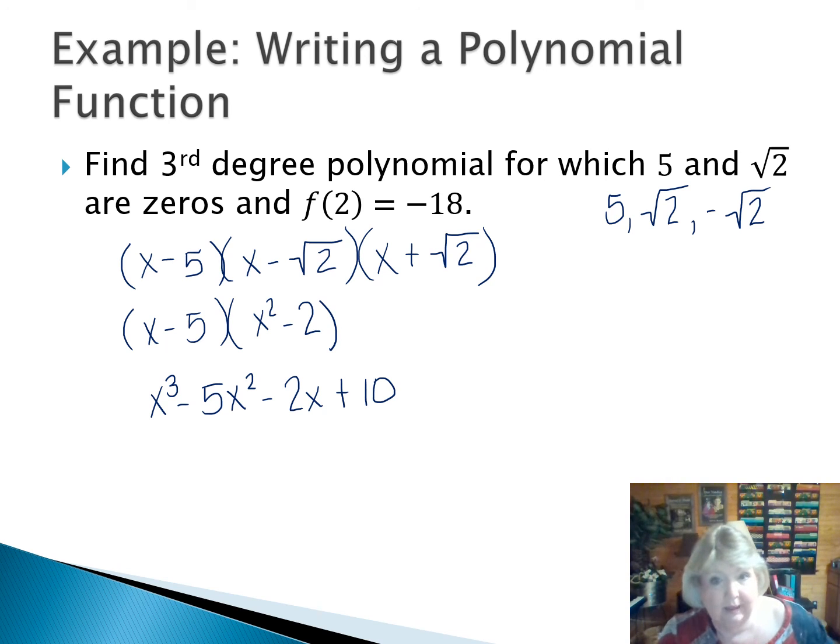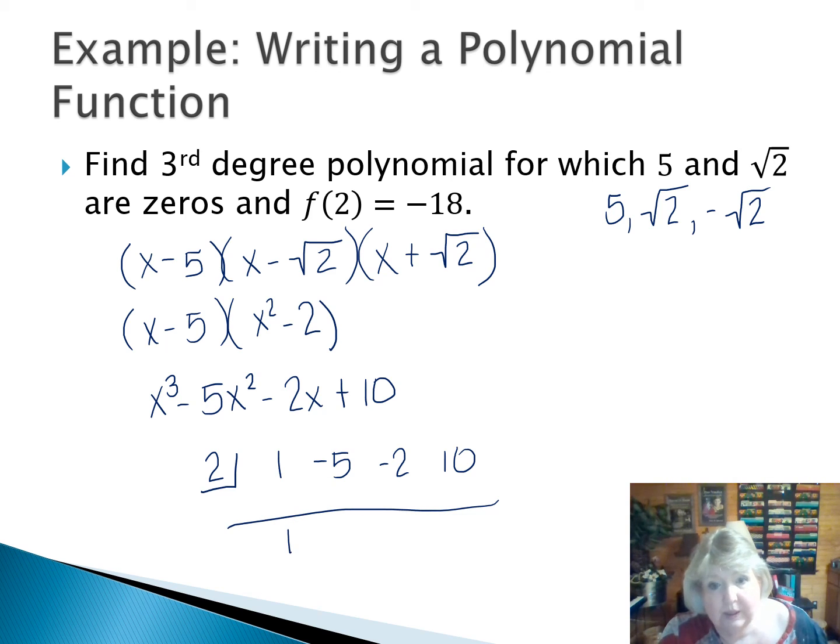I need to evaluate f of 2 first. So I'm going to do that again through synthetic division because I just think it's faster. Especially without a calculator, it's much faster. So 1 times 2 is 2. Add, I get negative 3. 2 times negative 3 is negative 6. Add, I get negative 8. 2 times negative 8 is negative 16. Add, and I get negative 6. I need negative 18. Well, negative 6 times 3 would give me the negative 18.